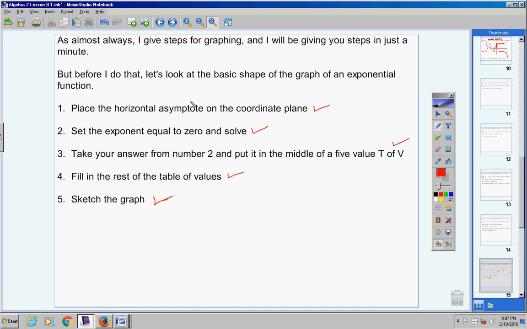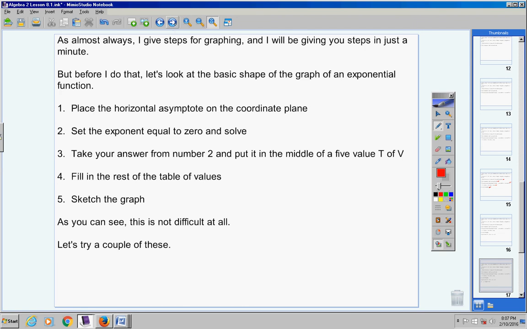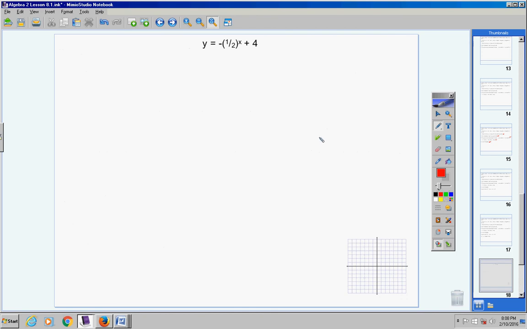Alright, so here we go. As you can see, this is not difficult at all. These 5 steps are simple. And let's try a couple of these, okay? So relax. Don't be nervous. Here we go. Copy this in your notes, please. This exponential function.